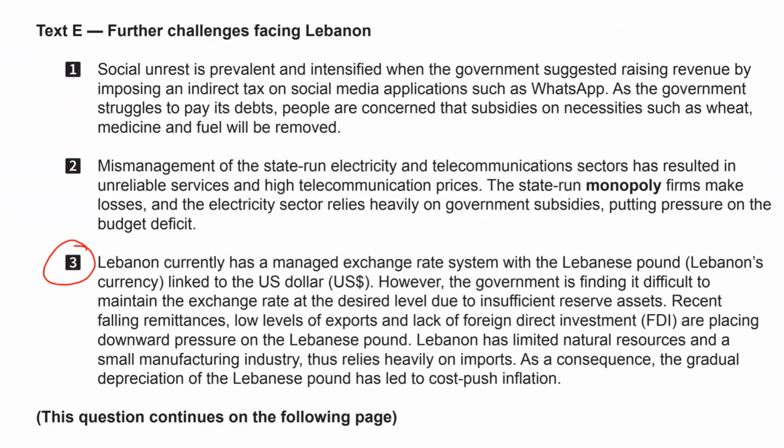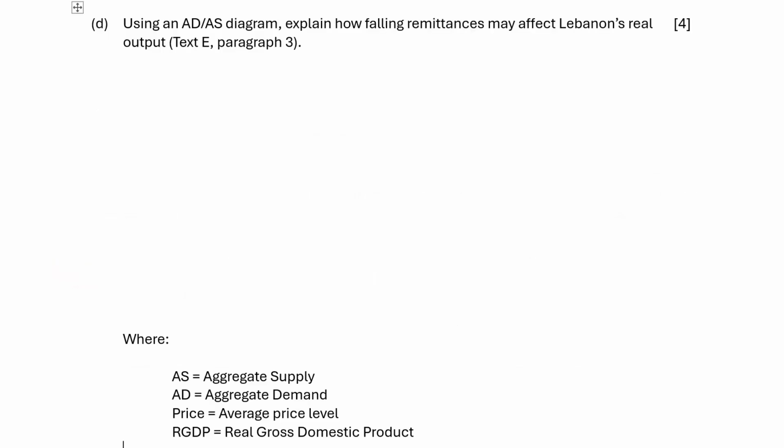So here, Lebanon currently has a managed exchange rate system with the Lebanese pound linked to the US dollar. However, the government is finding it difficult to maintain the exchange rate at the desired level due to insufficient reserve assets. Recent falling remittances, low levels of exports, and lack of foreign direct investment are placing downward pressure on the Lebanese pound. Lebanon has limited natural resources and a small manufacturing industry, thus relies heavily on imports. As a consequence, the gradual depreciation of the Lebanese pound has led to cost-push inflation. Wow, there's quite a lot of stuff packed into this paragraph. Let's break it down in the working section.